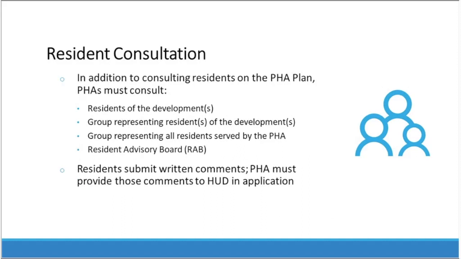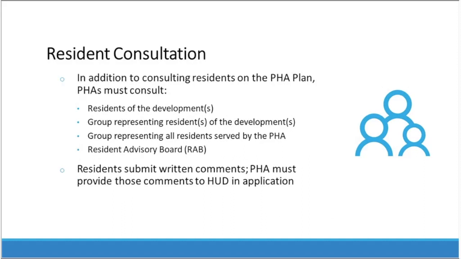Resident consultation. So again, this is an element of the application. So you have to have these meetings before you send the application. And I guess resident consultation could take two forms. One is the resident-specific meeting, and then the resident's participation in your annual plan. So the expectation is that people are aware of what you're doing. They're aware of the plan.